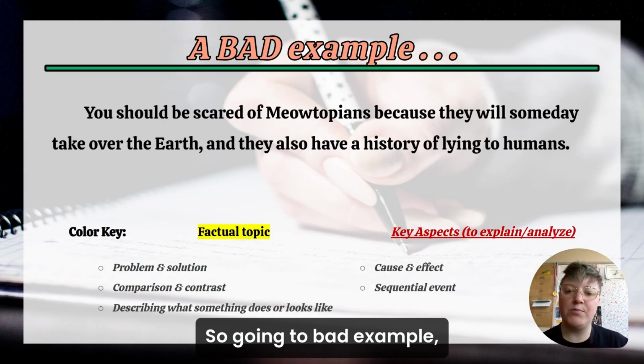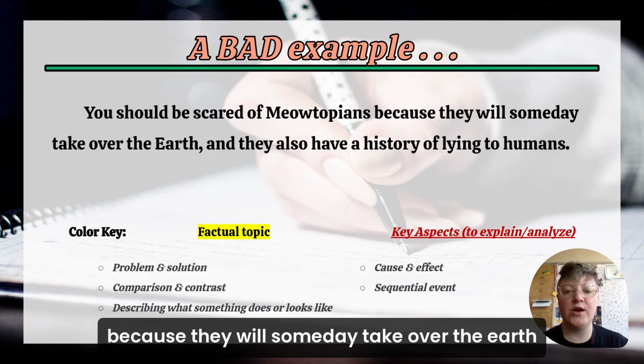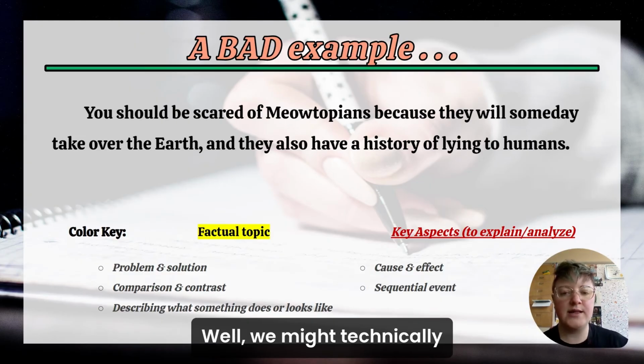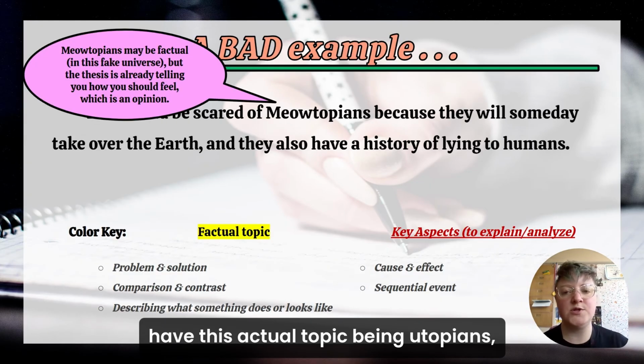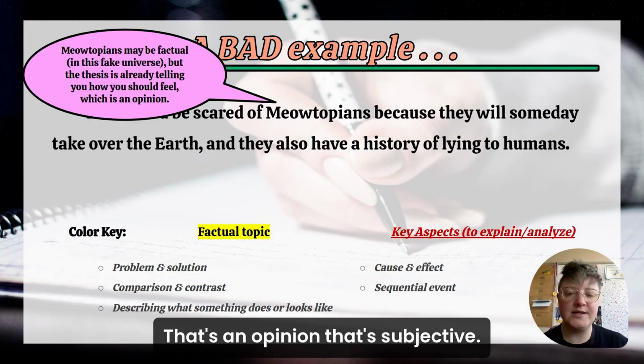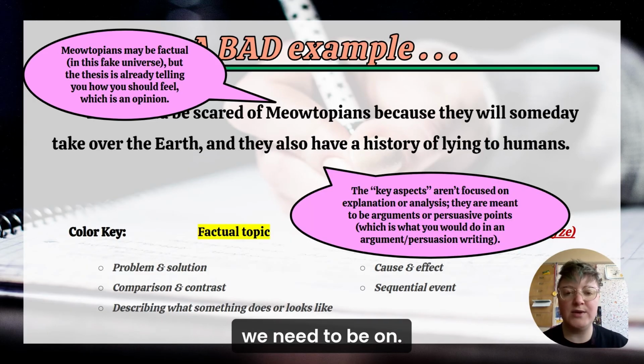Let's look at a bad example. You should be scared of Meowtopians because they will someday take over the Earth, and they also have a history of lying to humans. Well, we might technically have the factual topic being Meowtopians, but it's telling you how to feel. And that's not a fact, that's an opinion, that's subjective. So you're automatically getting off of the fact line we need to be on.